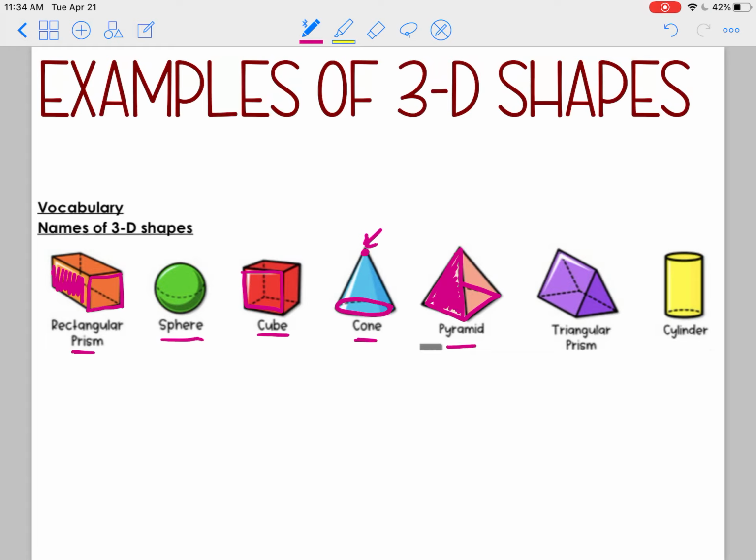All right, this is a triangular prism, and this one is tricky for everybody because it's got triangles and it has rectangles. It's a prism because it has rectangular sides, and it's a triangular prism because its two bases are triangles. The last one we're going to discuss is a cylinder, and cylinders just have two round tops and bottoms, like a Coke can or a soup can.